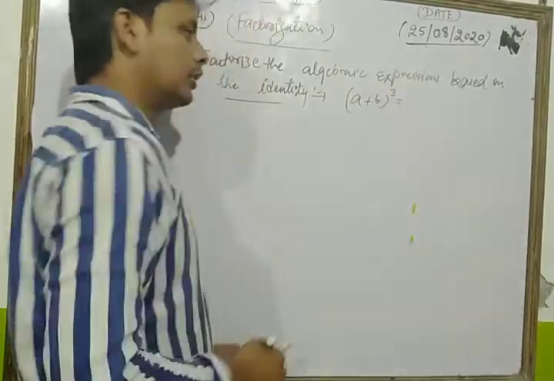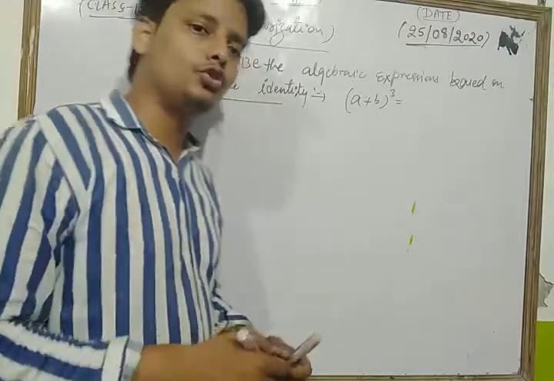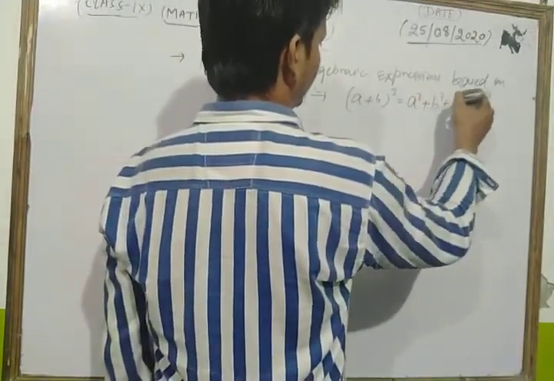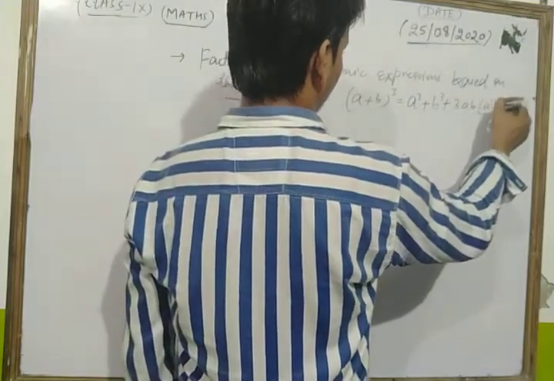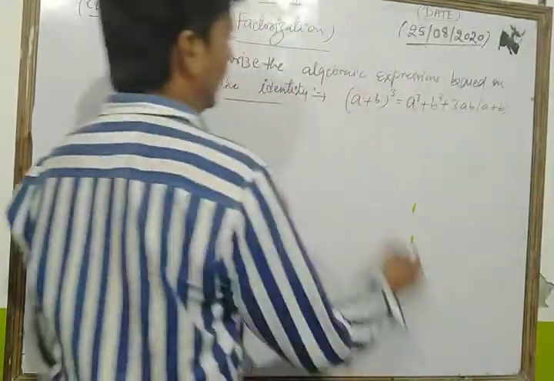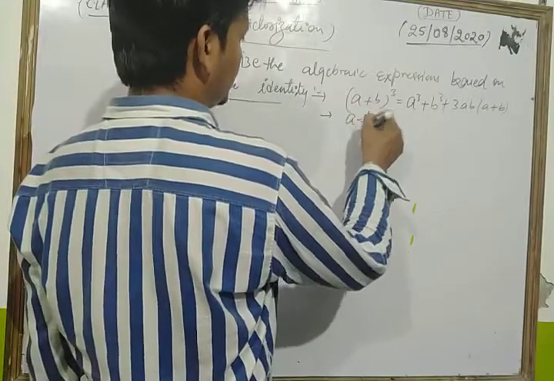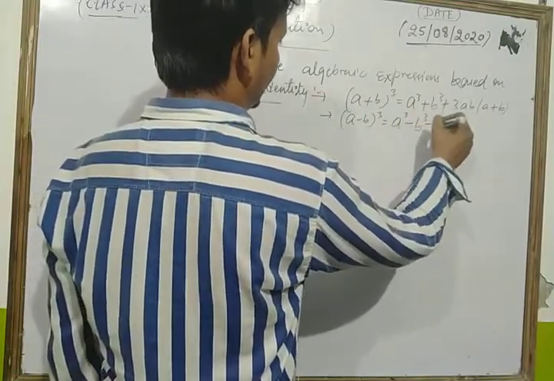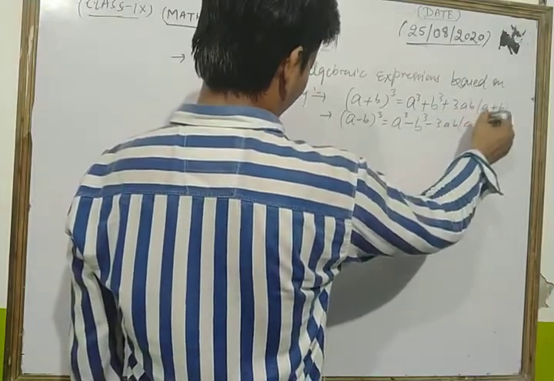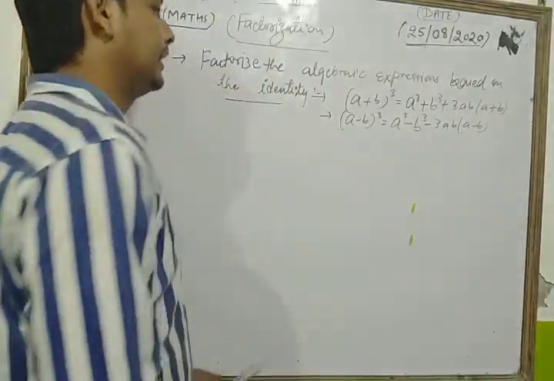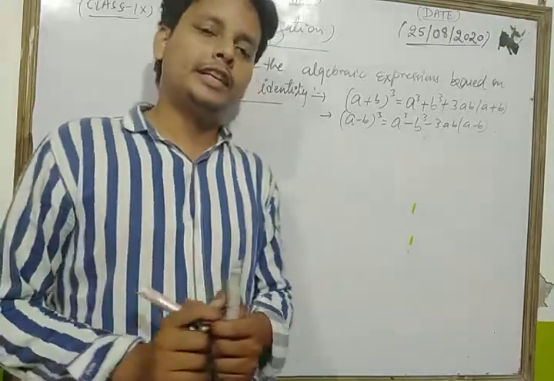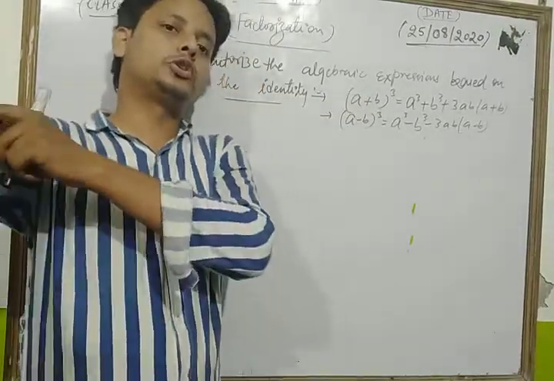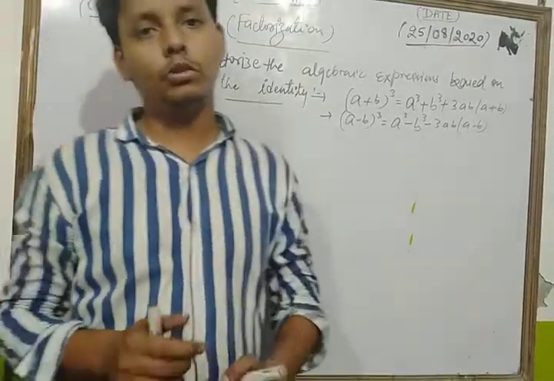And you know that the value of a plus b whole cube is what? A cube plus b cube plus 3ab in bracket a plus b, and in another bracket a minus b whole cube is a cube minus b cube minus 3ab in bracket a minus b. Now we take and solve some questions based on the identities a plus b whole cube and a minus b whole cube respectively.